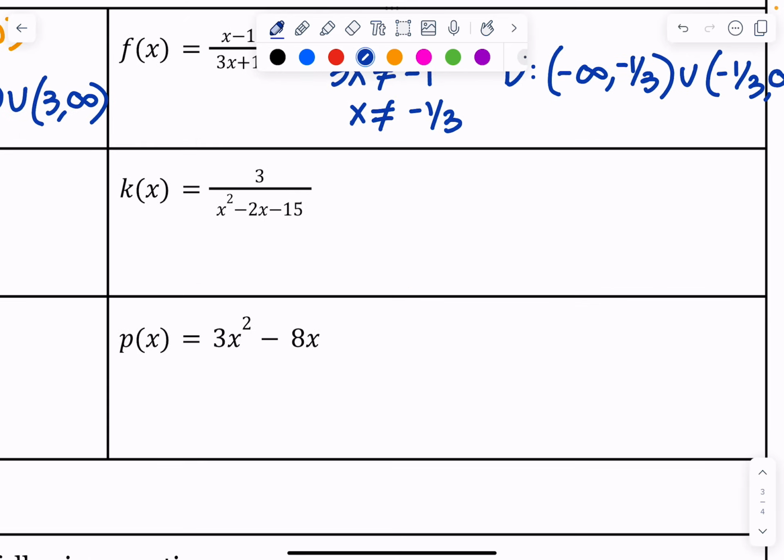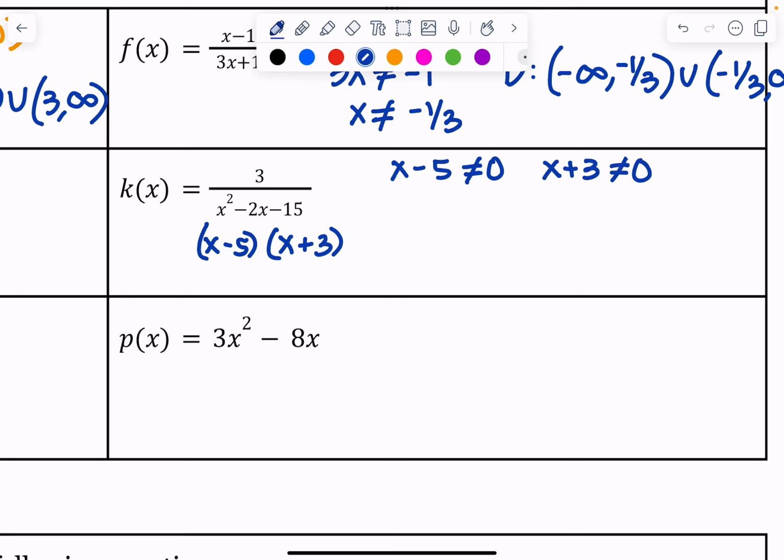K of x, 3 divided by x squared minus 2x minus 15. We need to factor the denominator, so we're going to have x and x. And when I factor this, I'm going to get negative 5 and plus 3. So we know x minus 5 cannot be 0, and x plus 3 cannot be 0, because we cannot have 0 in the denominator. And so we know x cannot be 5, and we know x cannot be negative 3.